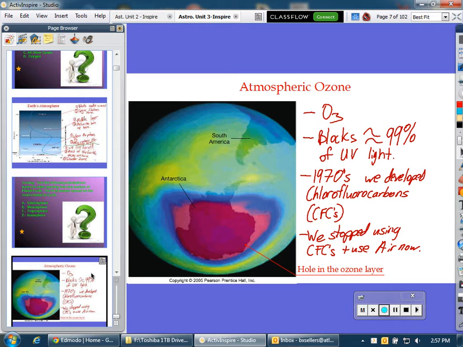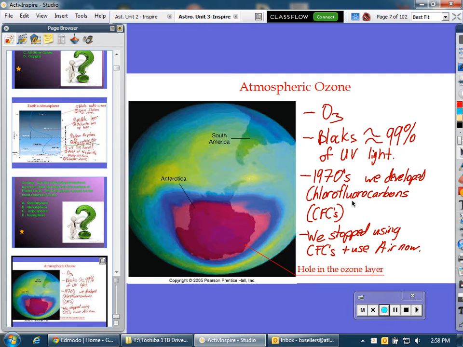There was a problem in the 70s and the 80s, really the 80s. There's a hole in the ozone layer starting to open up, especially over Antarctica. We were confused about why that was, and then we connected it to the fact that in the 70s, scientists developed this artificial propellant called chlorofluorocarbons, often referred to as CFCs. Chlorofluorocarbons were used as a propellant in hairspray and any other kind of aerosol spray.